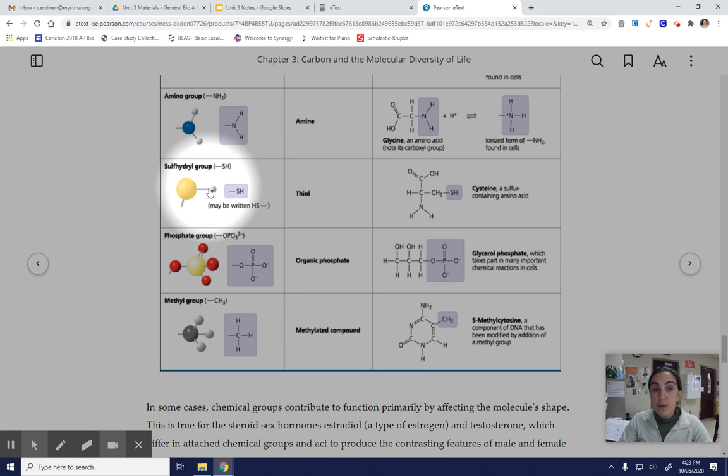A sulfhydryl group is a pretty easy one to remember because the sulfur and hydrogen are both right there in the name. Phosphate groups are super important for energy transfer in living things. That's a PO4 group, or sometimes it exists as a PO3 ion. And a methyl group is a carbon with 3 hydrogens attached to it.